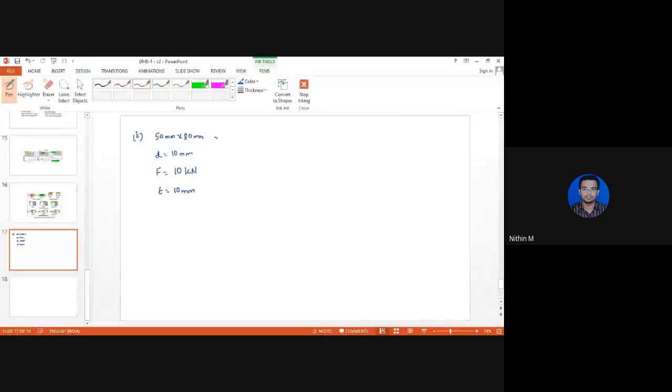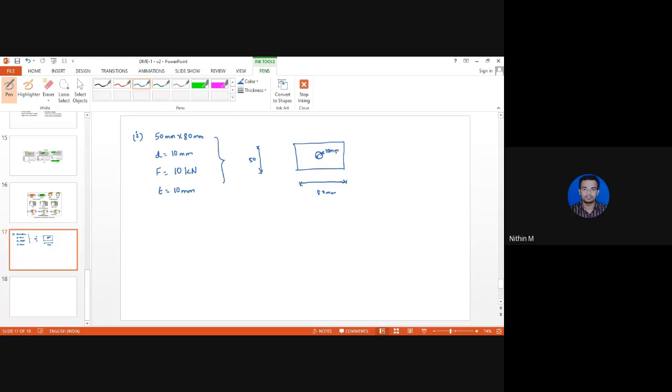Now looking at this data, they have told you that the plate is rectangular in nature. Now typically if we try to draw it, this is a rectangular plate, right? The height of the plate is given to be 50. The width of the plate is given to be 80 mm. Now this plate has got a hole, right? The diameter of this hole is given to be 10 mm.